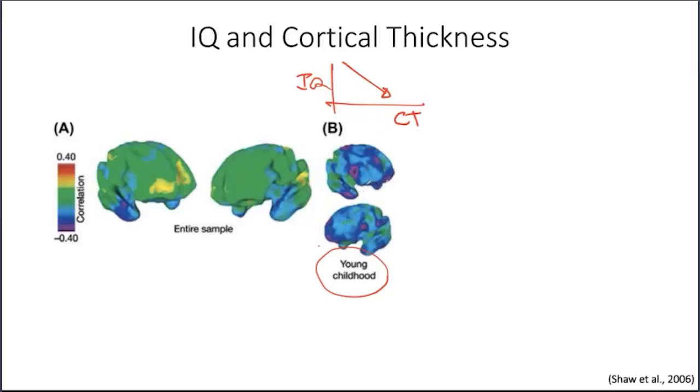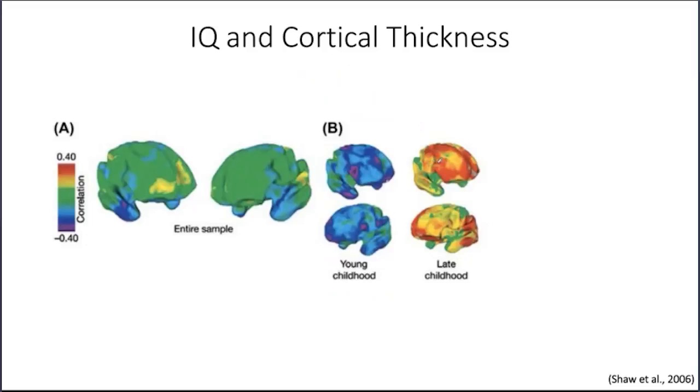It means that if you have a really thick cortex, your cortex is not yet in the process of pruning. The higher cortical thickness means you have lower IQ because your cortex has not started to go to the pruning phase. So you still have a really thick cortex while you need to start to reduce the cortical thickness to be able to function better.